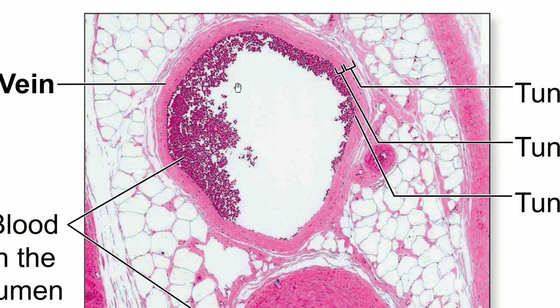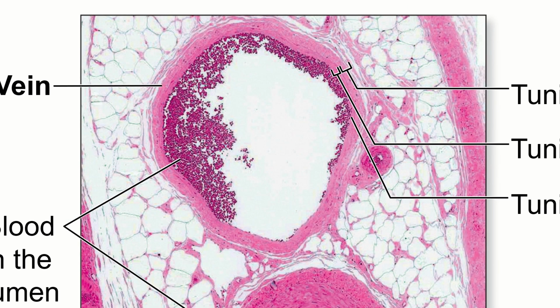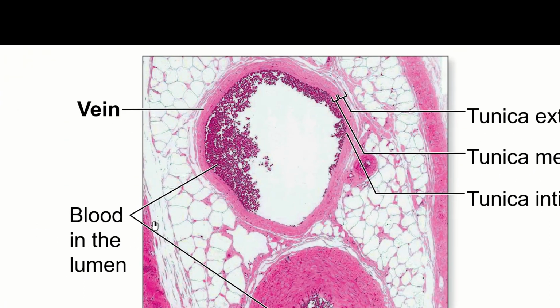If we look at the vein, we might need to zoom in a little more. Nope, that's as far as we can go. It's a little harder to see the tunica intima, but there it is right there. You can see that one little layer. Then we have a thin layer of smooth muscle and then a thicker layer of the Vasa Vasorum in the tunica externa. Okay, notice around it we have fat cells, and that's normal to provide padding and things to keep the blood vessels in place.